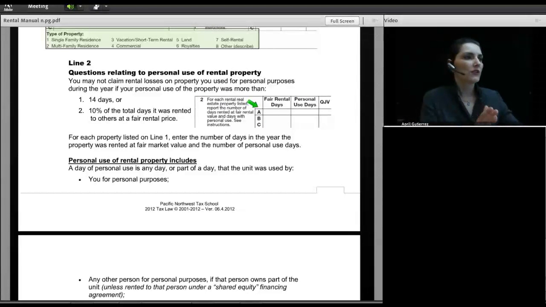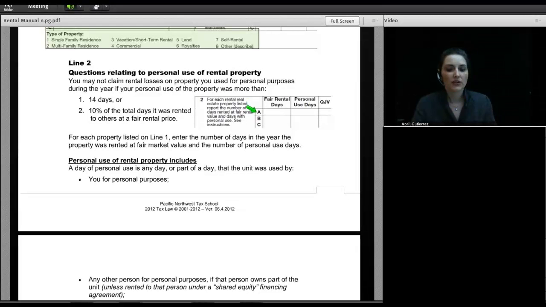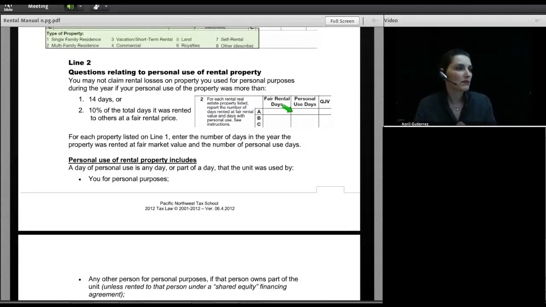So if you live in your home up until June 1st, and then you move out and it becomes a rental, and it's a rental from June 1st till the end of the year, 100% of the days it was available for rent are rental days. So in that situation, you would enter fair rental days as the number of days between June 1st and December 31st, and the number of personal days would be 0. That would be how that equation would work.